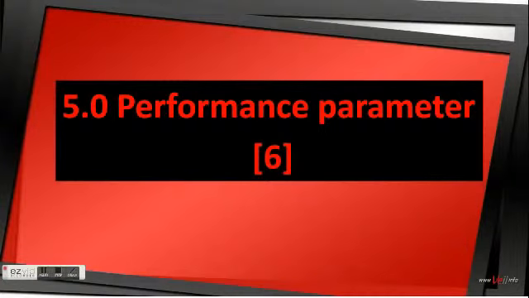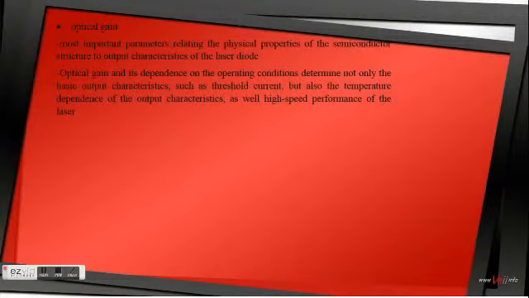5.0 Performance parameters. Optical gain. Optical gain is one of the most important parameters relating the physical properties of the semiconductor structure to the output characteristics of the laser diode. Optical gain and its dependence on the operating conditions determine not only the basic output characteristics, such as threshold current, but also the temperature dependence of the output characteristics, as well as the high-speed performance of the laser.